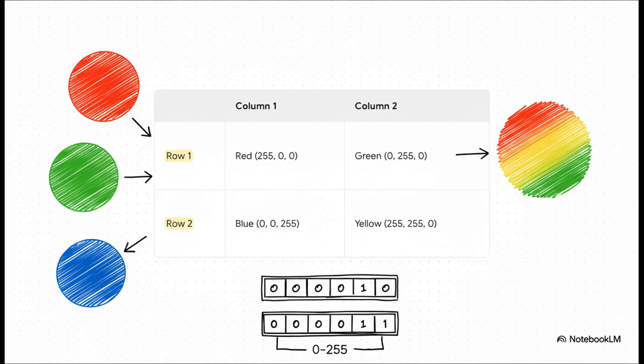Pure red is 255 red, 0 green, and 0 blue. And wait a second, 0 to 255. Does that number range sound familiar? It should. That's exactly the range a single byte can store. See how it all connects? It's all built on the same foundation.